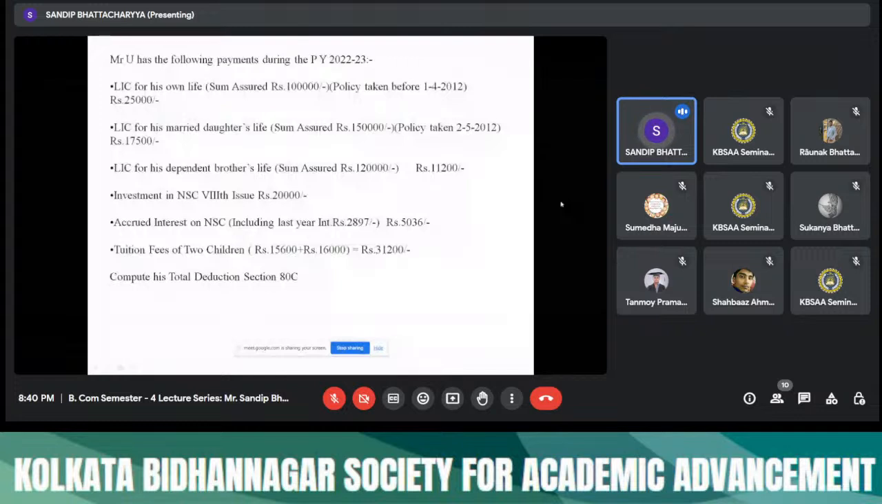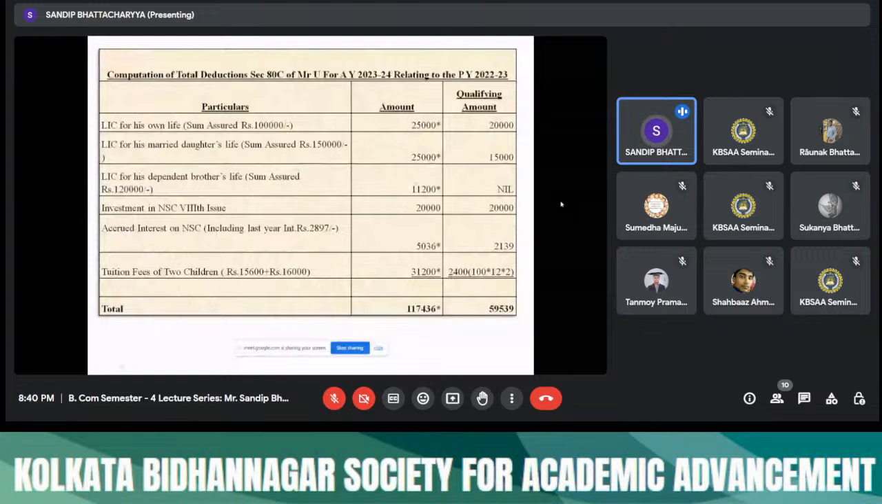What is the total sum assured? 1 lakh. So what is 20% of 1 lakh? 20,000. But how much have I paid? 25,000. Will I get 25,000? No. LIC for his own life, sum assured rupees 1 lakh, 25,000 is the amount I have already paid. But my qualifying amount is 20,000. So 1 lakh into 20%, that is rupees 20,000. Is it clear, students?